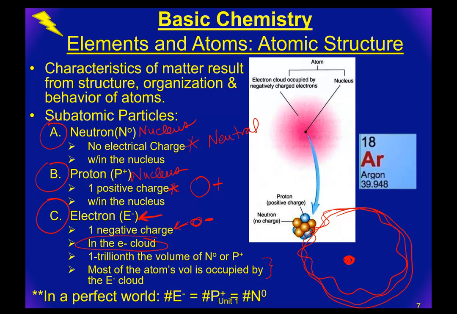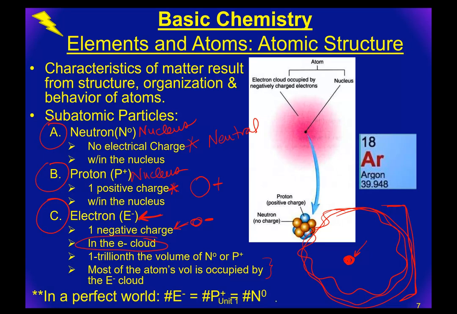just that we know that's how much space that cloud takes up. So if you look at the difference in size between where the nucleus is and where that electron cloud is, you'll notice that that electron cloud takes up a lot of space. So when we talk about the volume of an atom, most of that volume is actually that cloud space, not really the nucleus.